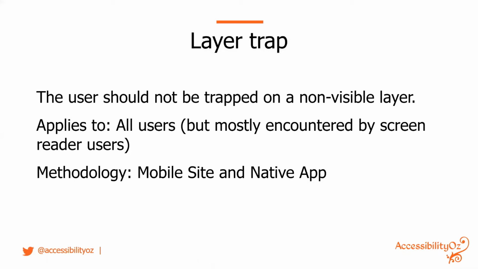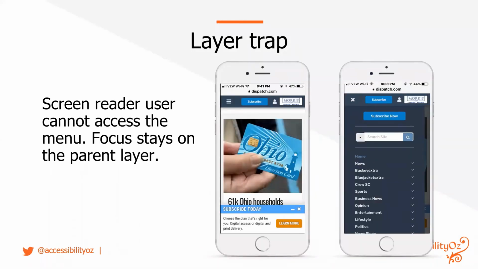And we have a layer trap. The user should not be trapped on a non-visible layer. It applies to all users, but it's mostly encountered by screen reader users. And the methodology is the mobile site and native app. So this is an example here where you've got a website, you open the hamburger menu, and the screen reader user is trapped underneath the hamburger menu on the homepage. And you can't see the homepage because it's overtaken by the hamburger menu.